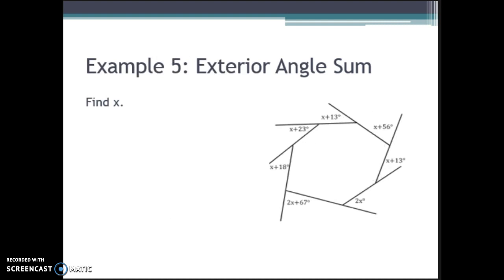And here's your last example for an exterior angle sum. Remember, the sum of the exterior angles of any polygon is 360, so you take that 360 and set it equal to all of your exterior angles added together. Then you can solve that, and you get x equals 18.9.